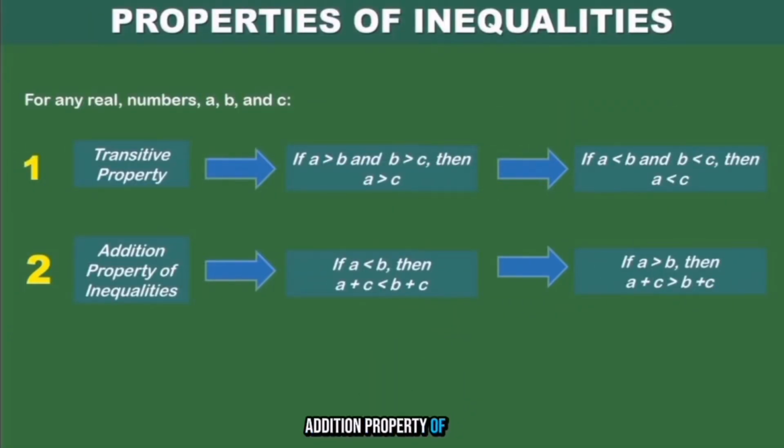Addition property of inequalities. If A less than B, then A plus C less than B plus C. And if A greater than B, then A plus C greater than B plus C. To isolate the variable, we add C from both sides. Even if the symbols are different, the process will be the same.